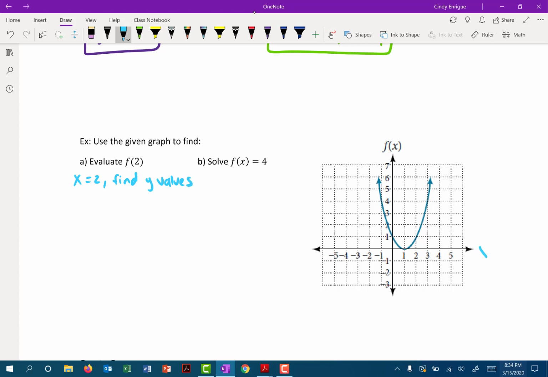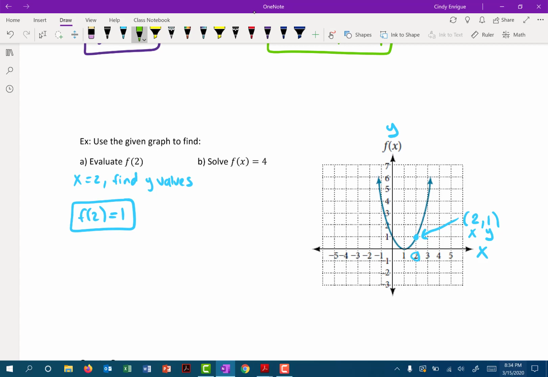So remember, here's x and here's y. So along the x-axis, I'm going to find 2, which is here, and I'm going to have the point on the graph. That is (2, 1). So the x is 2, the y value is 1. So now I know that f of 2 is equal to a positive 1.